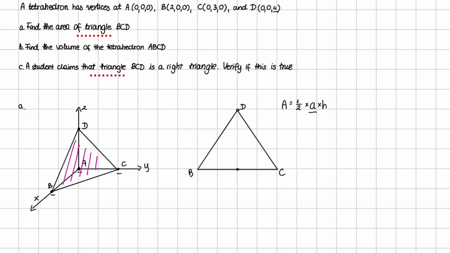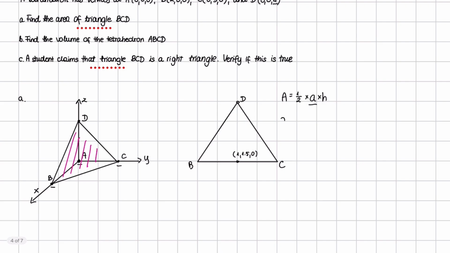So firstly, maybe let's calculate this midpoint. So midpoint of B and C. So this is 1.5 and 0. So this is midpoint of BC. Now we can calculate distance between B and C, in order to have A in our area formula, and then distance between midpoint and D. So now we can substitute our values.